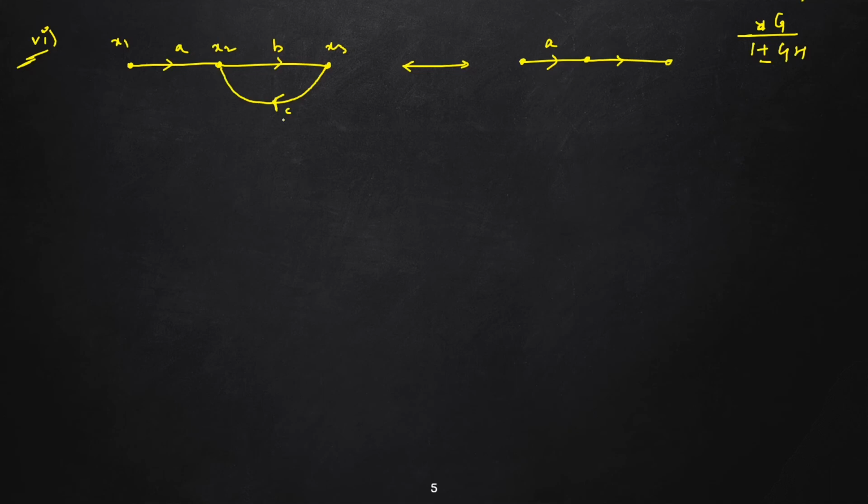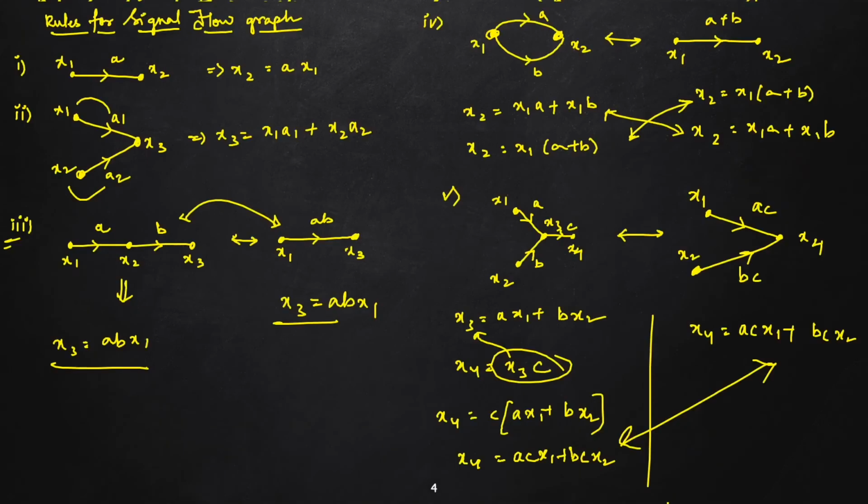So the same thing here. Suppose we are assuming it as plus C, so we need to write 1 minus GH. So here G is nothing but B, so B upon 1 minus B into H. H is nothing but C. Why minus? Because it is a plus feedback, I mean positive feedback. So this is also the same thing. So with this we have completed the rules to draw or to solve any signal flow graph.